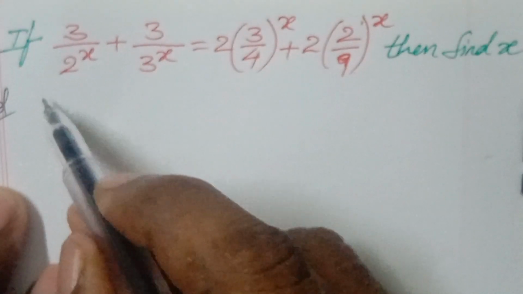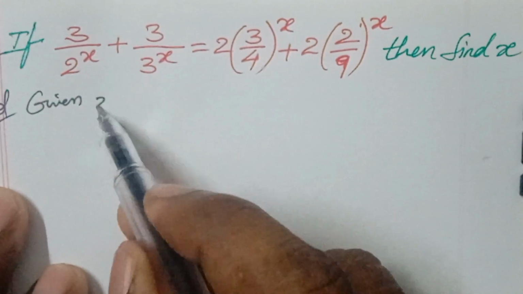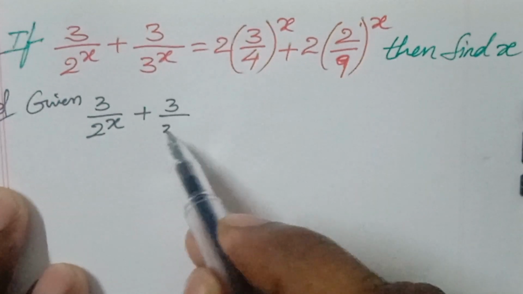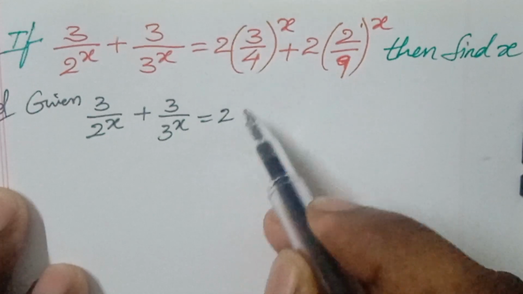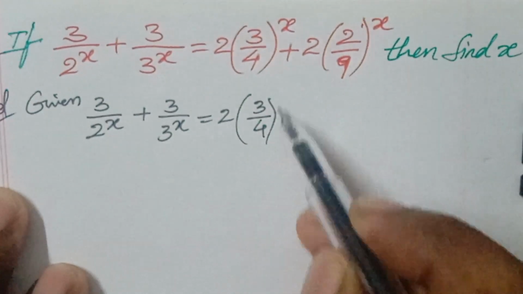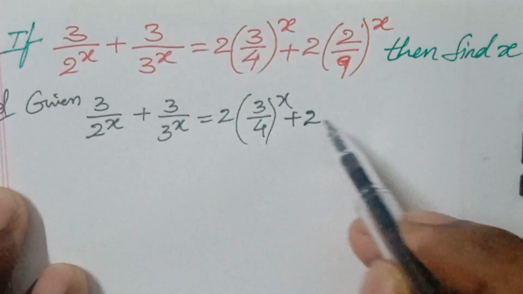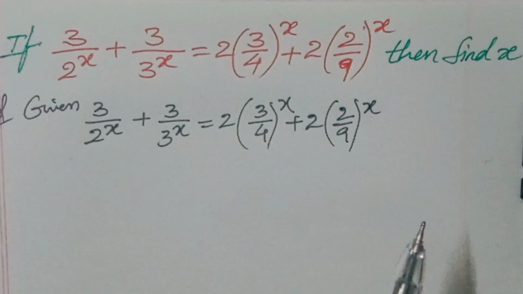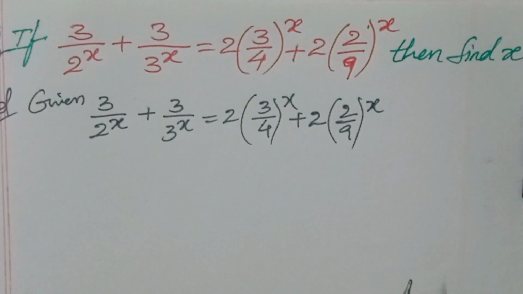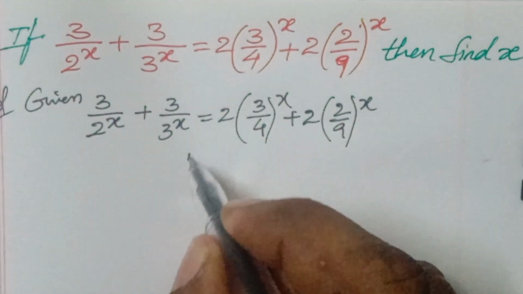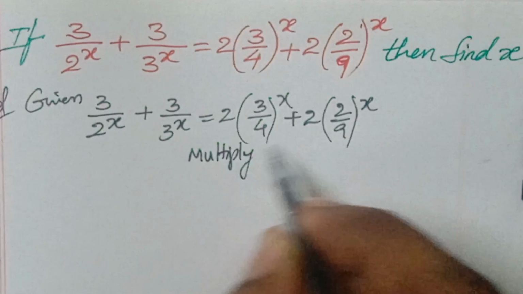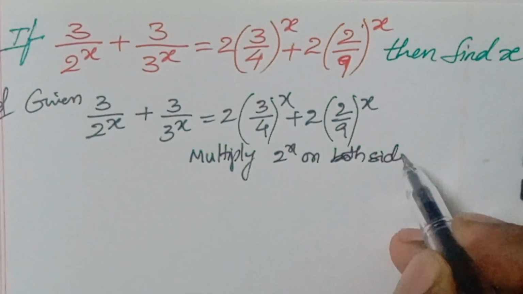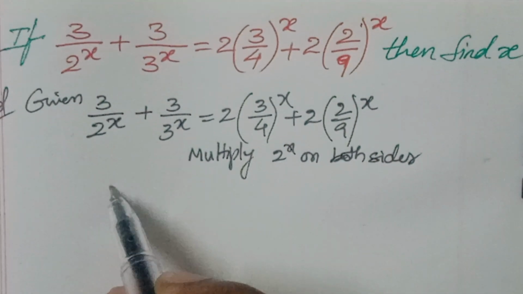Here, given (3/2)^x + (3/3)^x is equal to 2·(3/4)^x + 2·(2/9)^x. Here the logic is to multiply 2^x on both sides. That is the logic here.